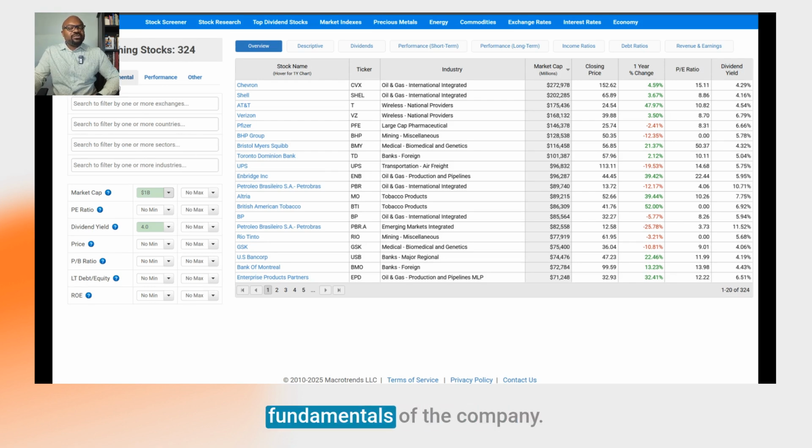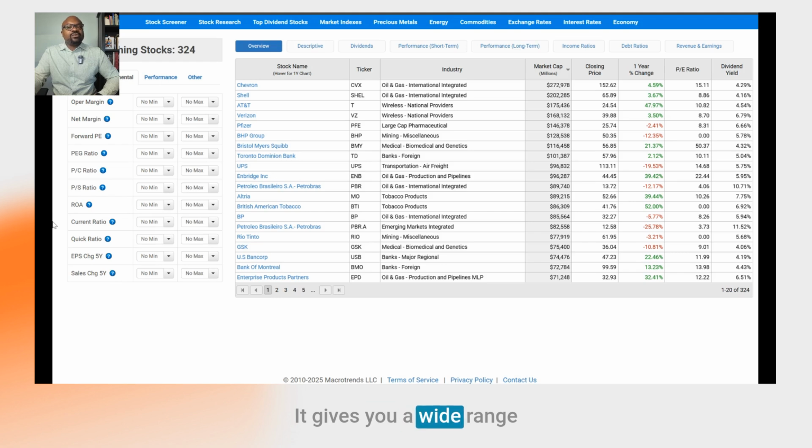So we talk about the fundamentals of the company. It gives you a wide range of ratios, but some of the things that we'll look at, of course, it normally makes sense to look at my earnings per share. So this is my 5-year average. I generally want to make sure that we at least made something. I don't want any losses over the last 5 years. And that, of course, is including COVID. So we do take it with a little bit of a grain of salt.